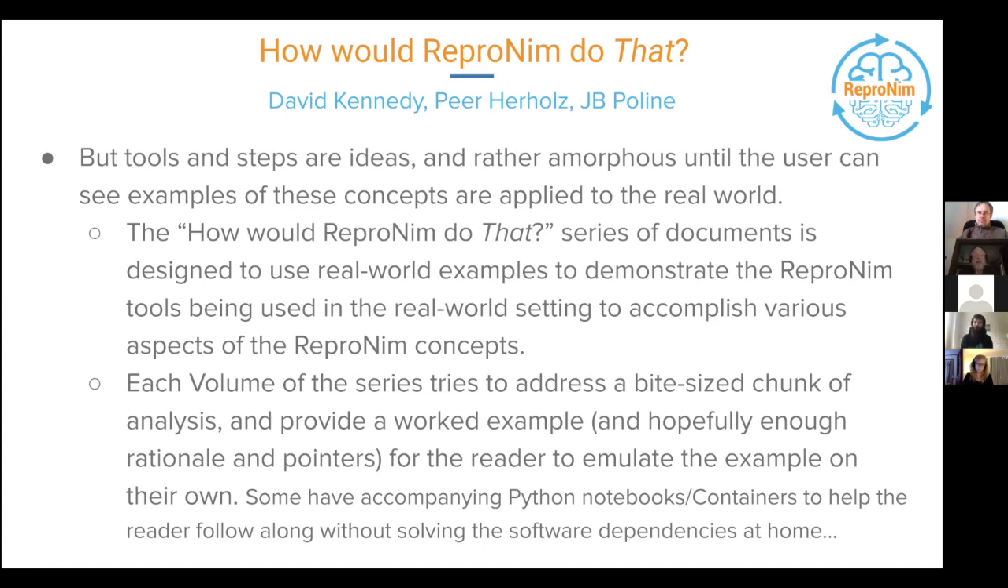So this How Would ReproNim Do That has a bunch of volumes. Each of these volumes tries to take a bite-sized chunk of analysis and provide a worked example and enough rationale and pointers so that the reader can emulate that example in their own actual context. And it's worthwhile to point out that many of these have accompanying Python notebooks or containers so that you can actually do them along yourself, even if you don't have all the software installed at home.